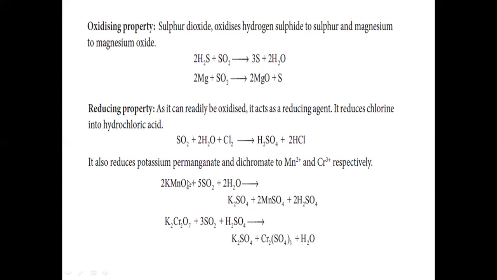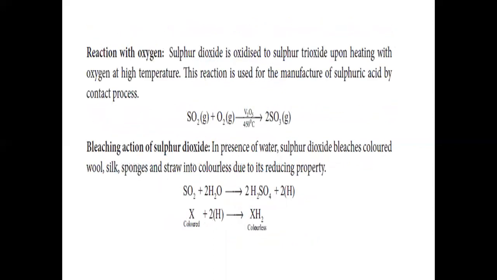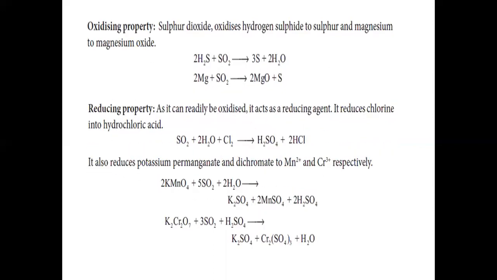It also reduces potassium permanganate and potassium dichromate to Mn2+ and Cr3+ respectively. In KMnO4, the Mn is in the +7 oxidation state. This changes into MnSO4, where the Mn oxidation state is +2. So the number is decreasing, so we call it reduction.